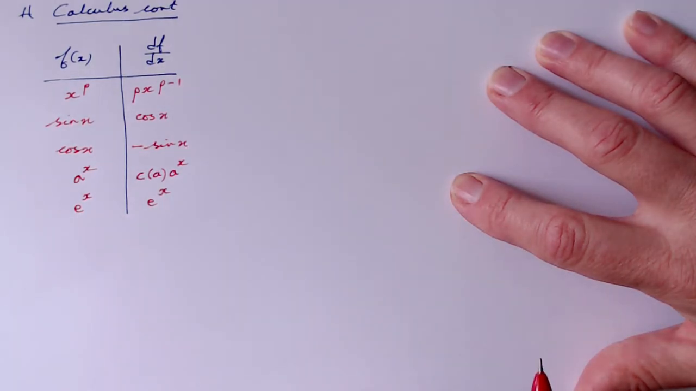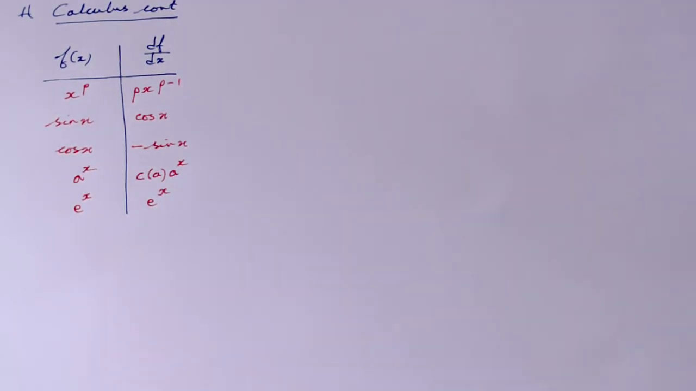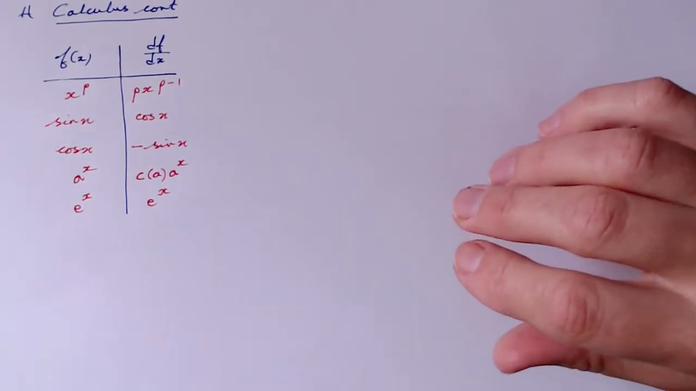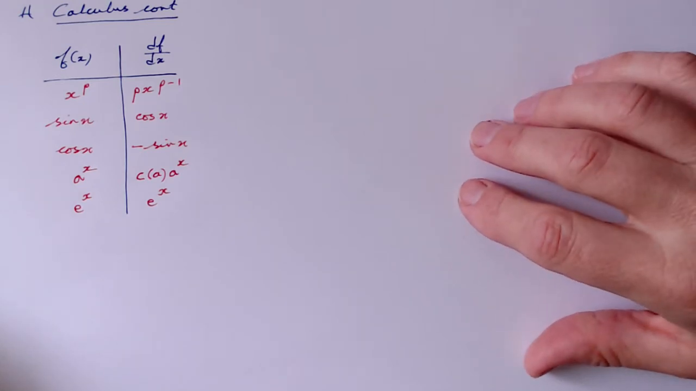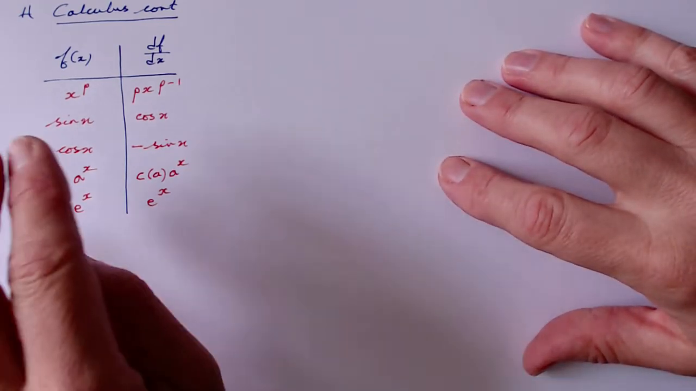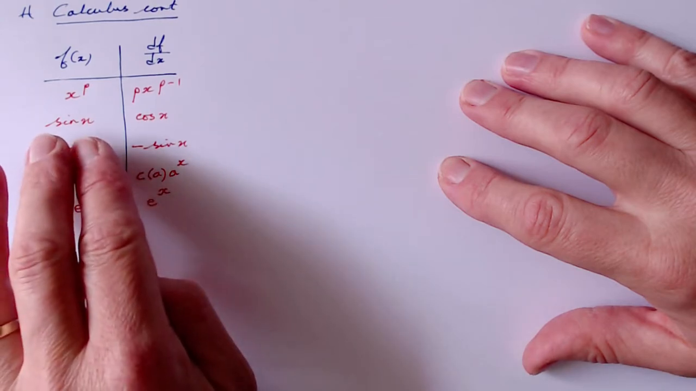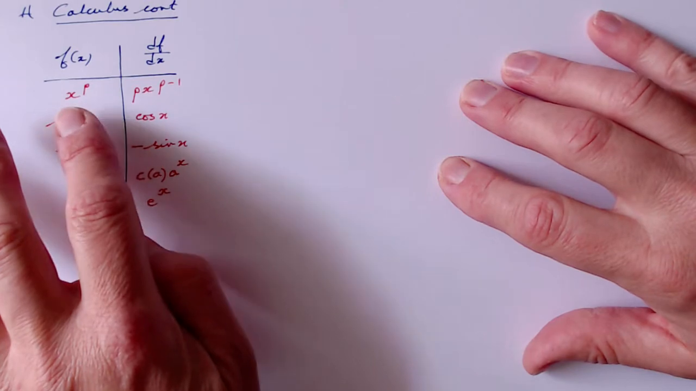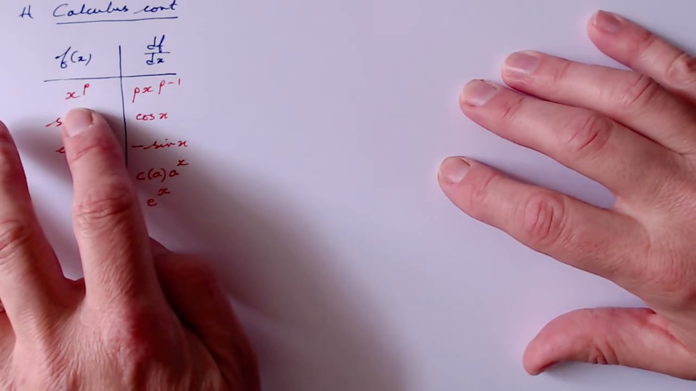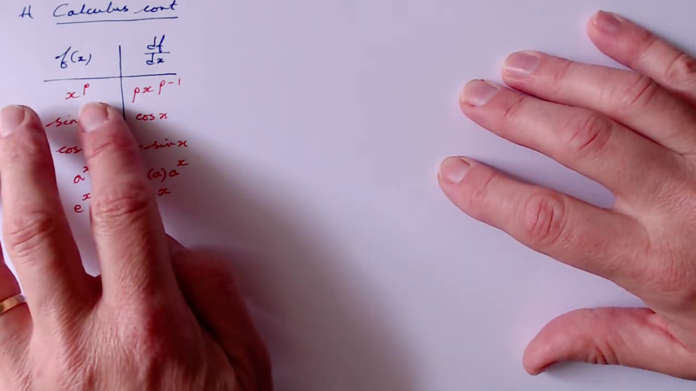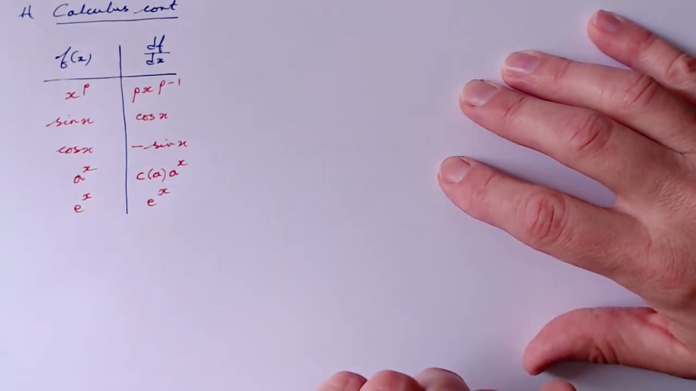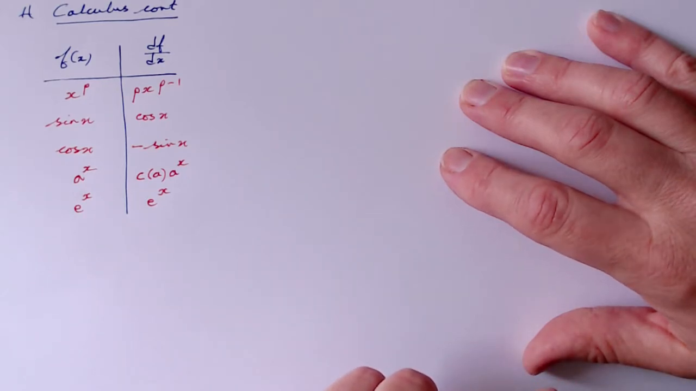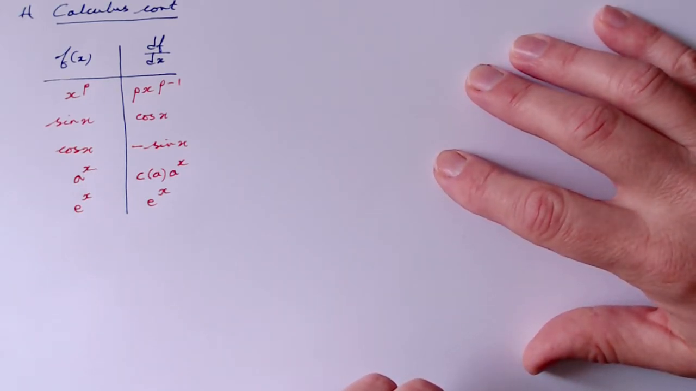Very pretty and beautiful. Now that's all fine, and these are building blocks to differentiate more complicated functions. But for example, say instead of sine x we had sine of 2x, or say instead of x to the p we had, for example, x squared plus 1 to the power of p. How would we go about differentiating those slightly more complicated functions? And that's where the chain rule comes to the fore.